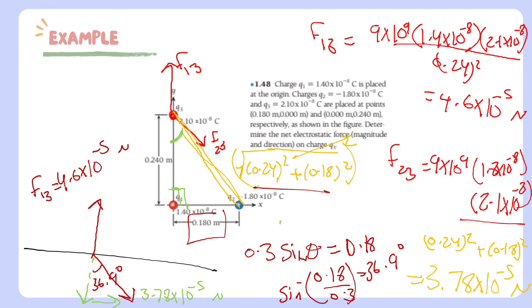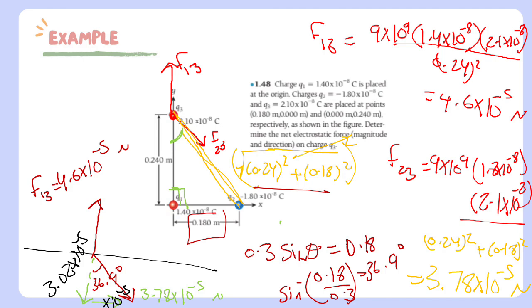So let's find the force at the y and the force at the x. The force at the y would be 3.78 times 10 to the power of negative 5 times cosine 36.9, which would give me a value of 3.02 times 10 to the power of negative 5. And if I want the x-axis, I would use sine, and it will give me a value of 2.3 times 10 to the power of negative 5.